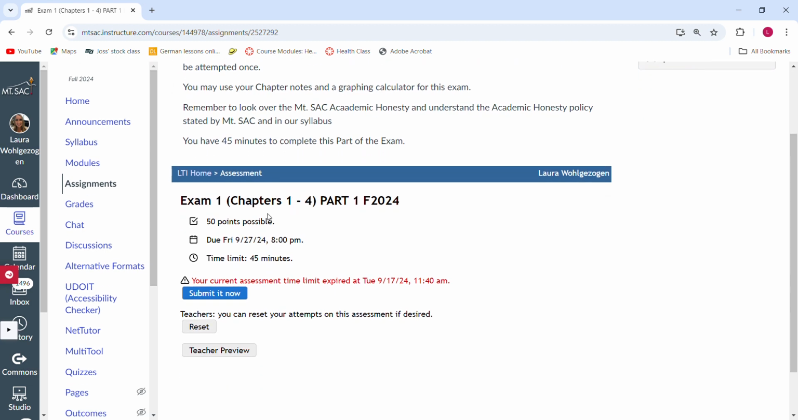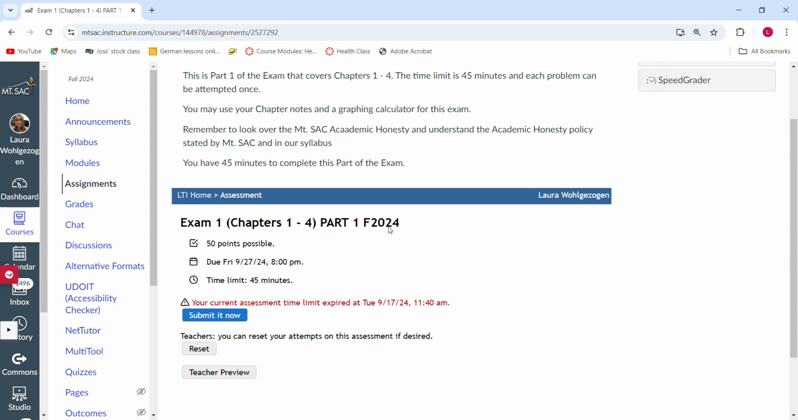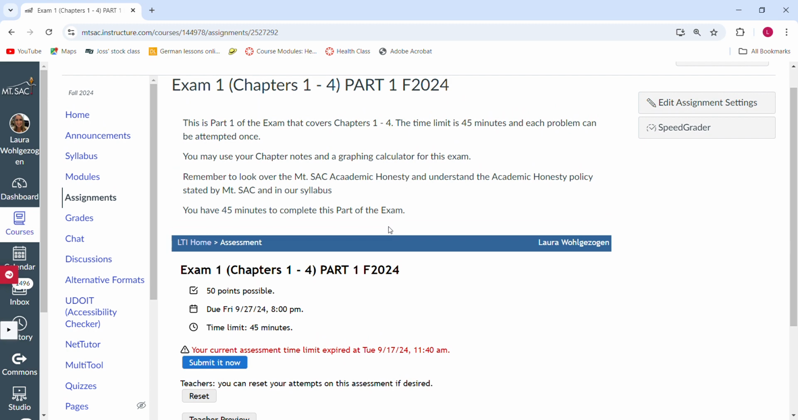When you're ready to start, you would start, and again, you have that 45 minutes on there, very similar to our quizzes that we take in our chapter units. If there are any questions, please reach out, but this is going to be the same layout that we have for exam 1, exam 2, and exam 3.